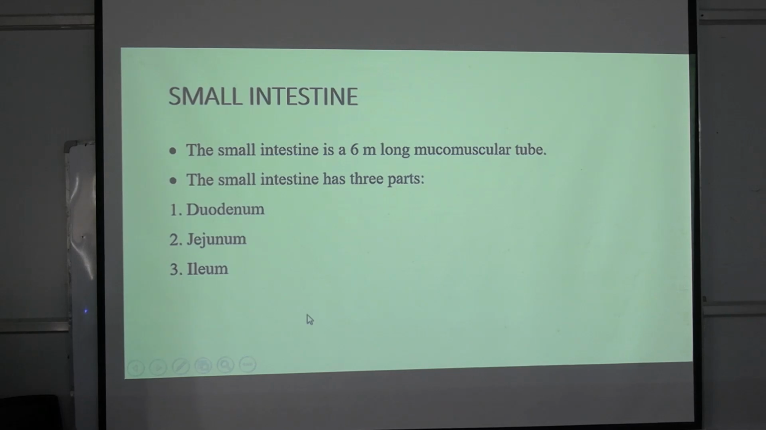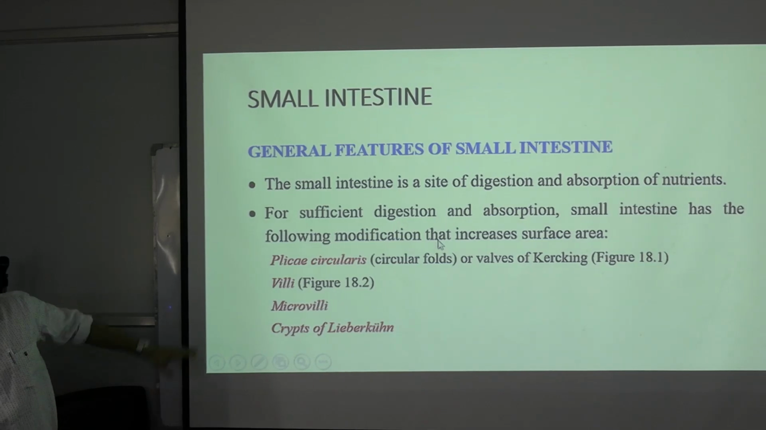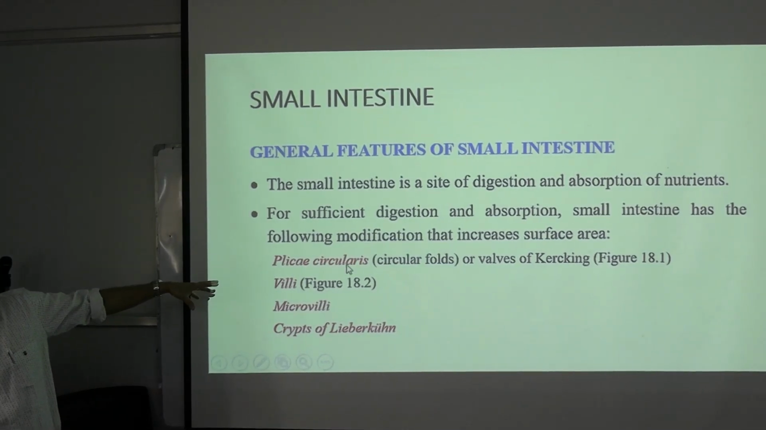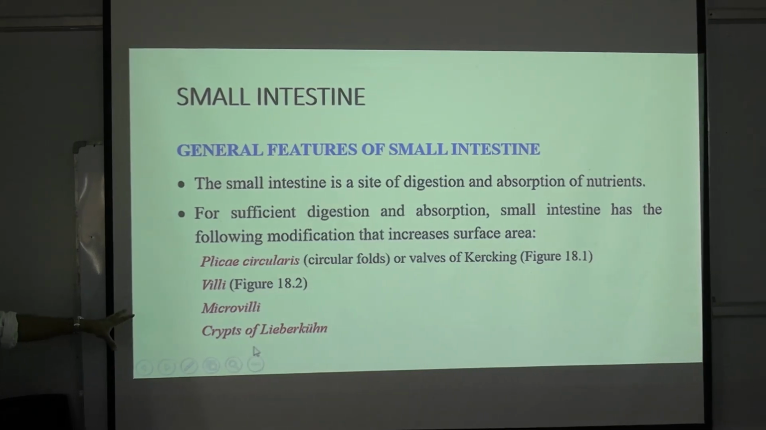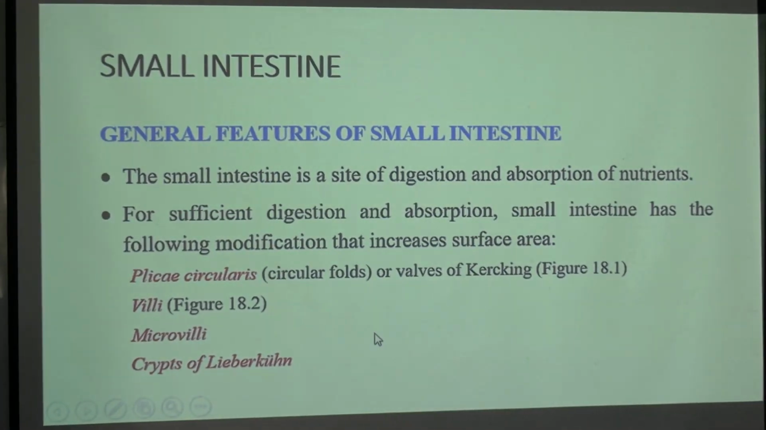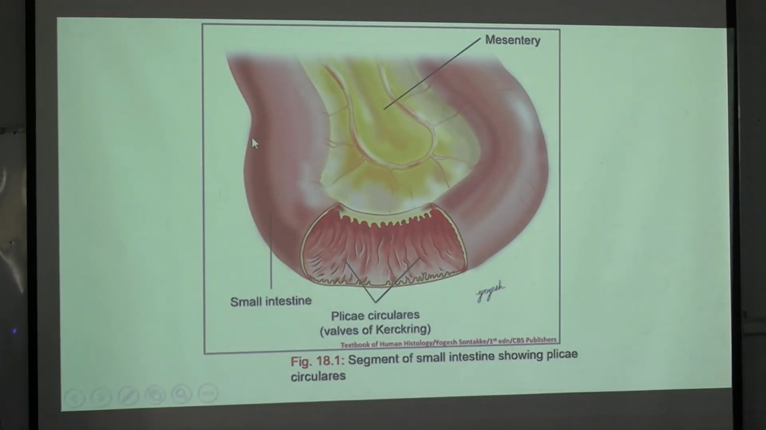We have the small intestine split into three different domains: duodenum, jejunum, ileum. In the gross anatomy as well, as we have seen, there are features present. We call them plicae semilunares. These are mucosal folds, and villi and microvilli and crypts of Lieberkühn. This is what we are going to see in this region. So this is a gross feature.